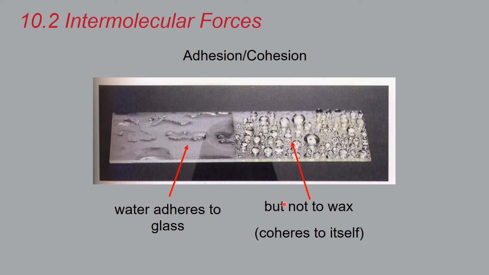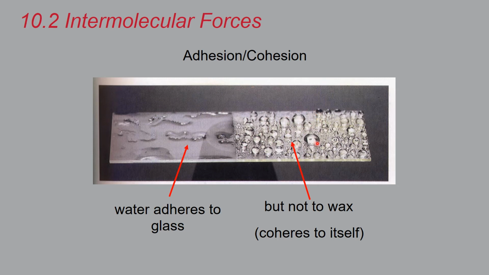Now, what you need to know about glass is that it is a bunch of silicon-oxygen bonds. It is very polar. So polar glass and polar water get along really well. In this case, the water adopts a shape that maximizes the contact area between the two. So they're spread out, but wax is very nonpolar. So the water molecules would rather interact with themselves than with the nonpolar wax.